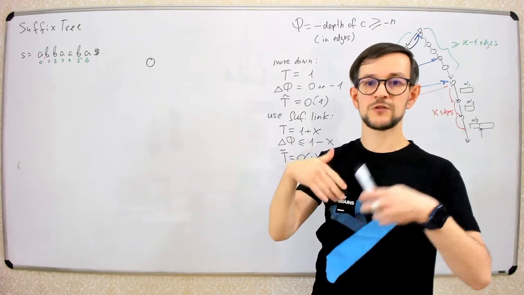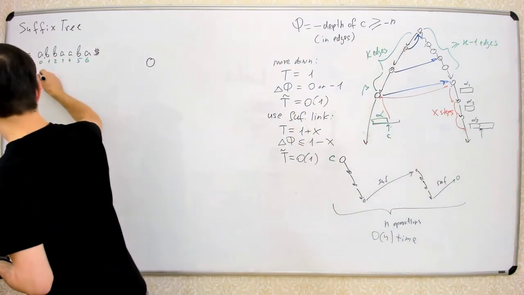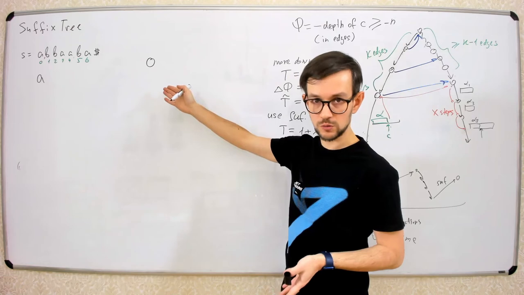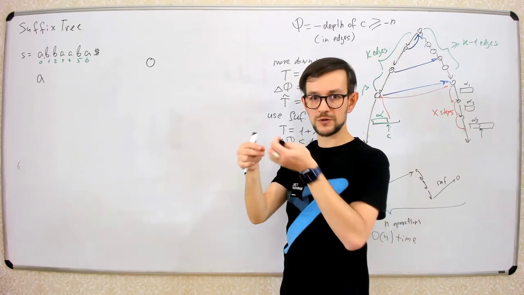So first let's add letter A. When you add letter A, you have your root. You need to have an edge from this root with letter A.